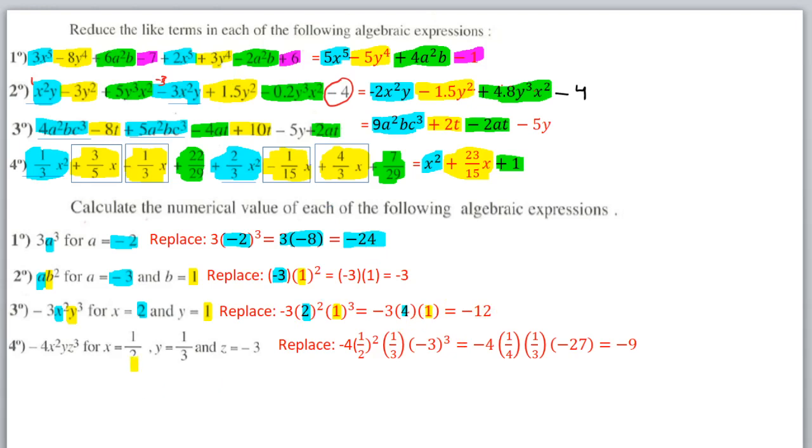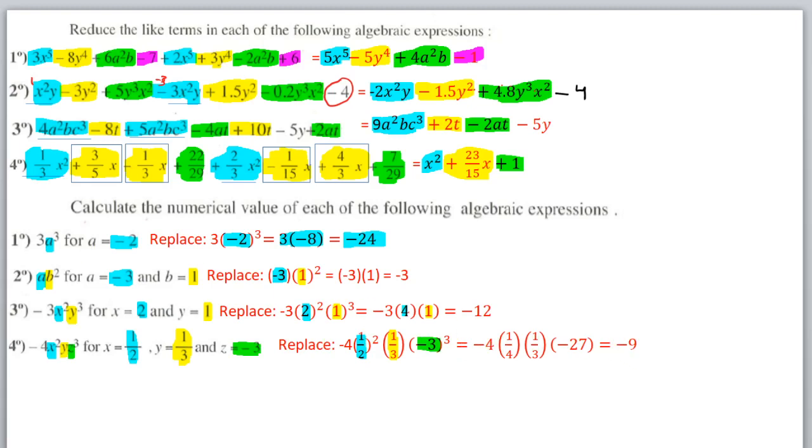Just multiply. Last one, minus 4x squared yz cubed for x equal half, y equal 1 over 3, and z equal negative 3. So also here just substitute x by one half, and y by 1 over 3, and z by negative 3. That's it. Just compare and calculate here. You'll get the final answer, negative 9.